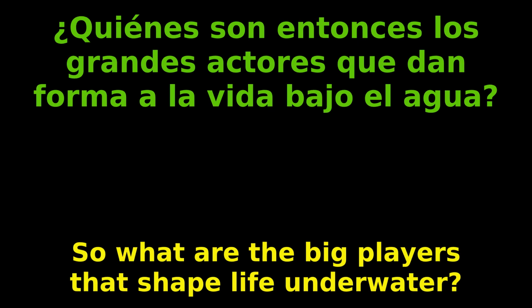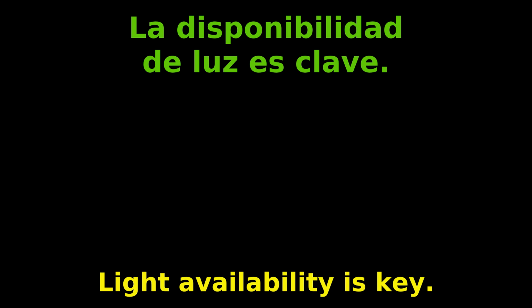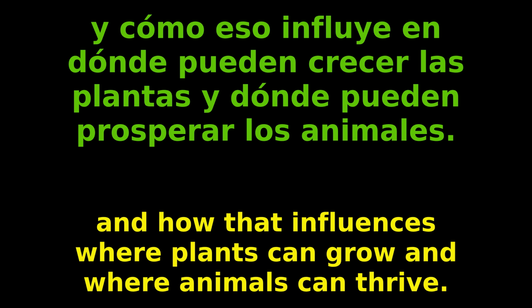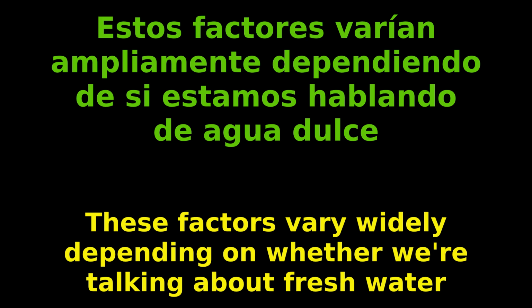So what are the big players that shape life underwater? I'm guessing sunlight is pretty crucial, just like it is for my houseplants. You're spot on. Light availability is key. Think about how sunlight penetrates the water and how that influences where plants can grow and where animals can thrive. Then there's oxygen content, salinity, water temperature, and nutrient availability. These factors vary widely depending on whether we're talking about freshwater or saltwater environments.